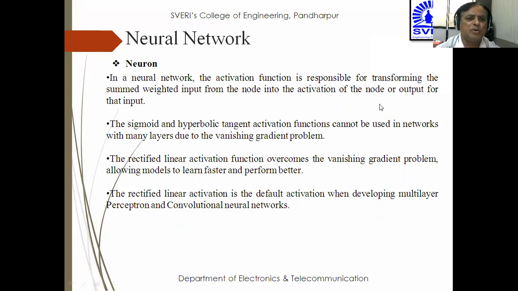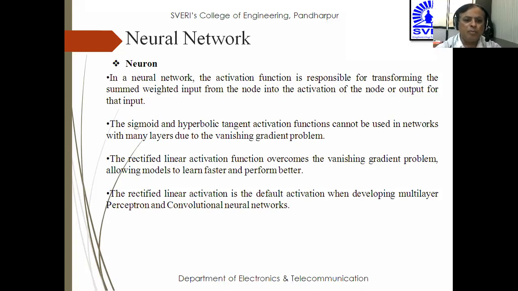In a neural network, the activation function is responsible for transforming the summed weighted input from the node to the activation of the node, or output, from that input. So this is what the activation function actually does. It directly transforms your weighted input from the node to the activation of the node.